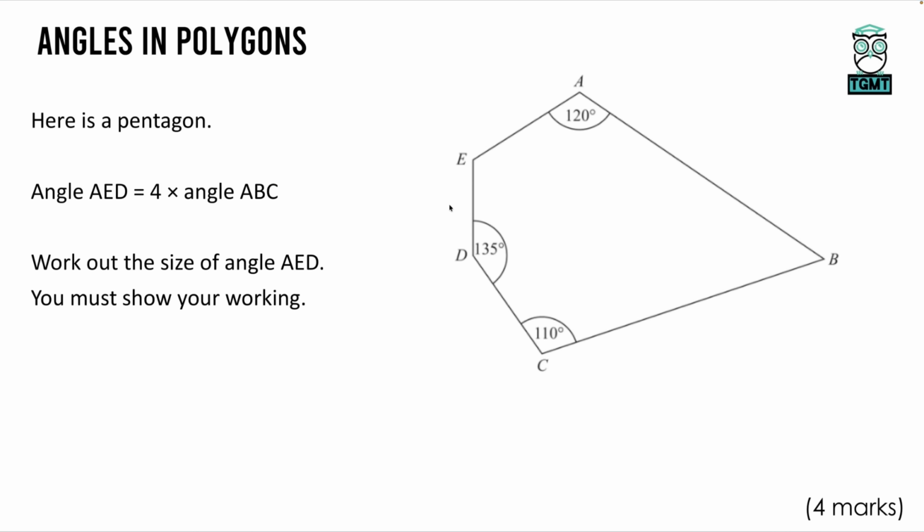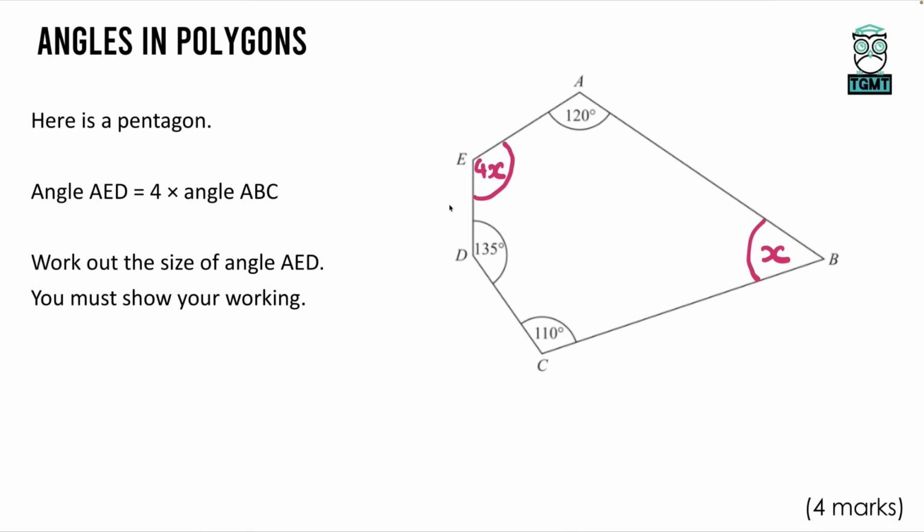Okay, so looking at angles in polygons. Now this is an irregular polygon, meaning that all of the angles are clearly not the same size. But it does tell us that angle AED is 4 times the size of angle ABC. So this angle over here, and this angle over here, where the E is, that angle is 4 times the size. Now you could approach this like a ratio, or you could write these in terms of algebra. So if the smaller angle is 1x, 4 times the size of that over here would be 4x. It says work out the size of angle AED, which is that larger angle there, and you must show your working.